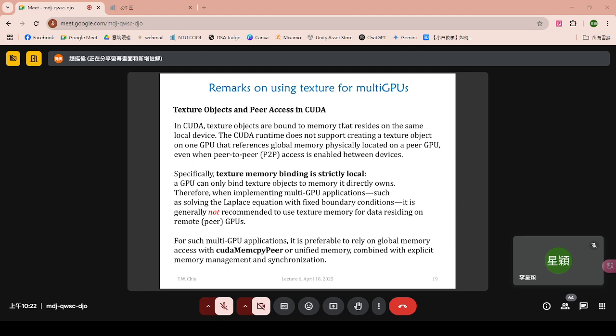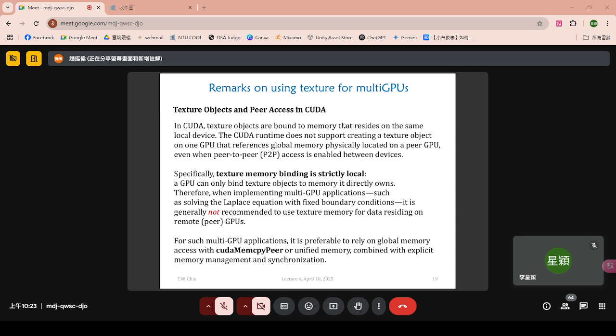The CUDA runtime does not support creating a texture object on one GPU that references global memory physically located on the peer GPU, even though peer-to-peer access is enabled between devices. With peer-to-peer, you can access the global memory of your peer, but you cannot read this global memory of your peer with your own local texture. So texture can only be bound to local memory, not to the global memory of another device.